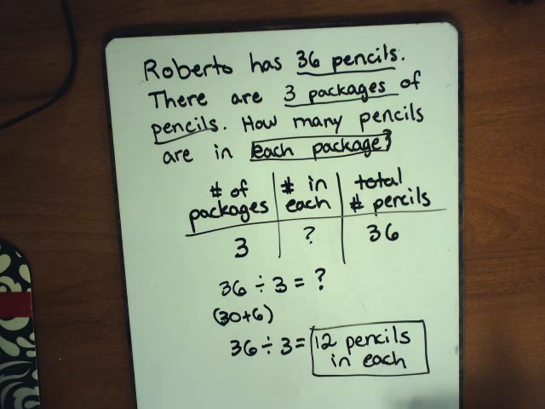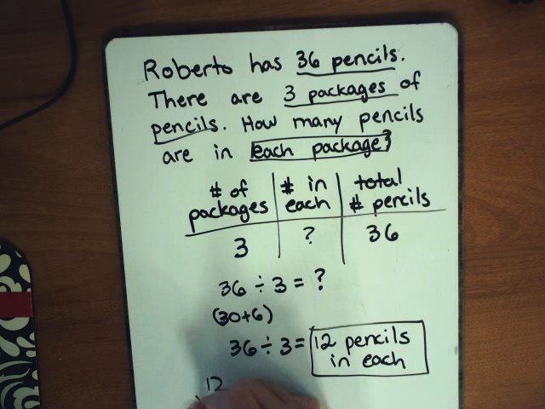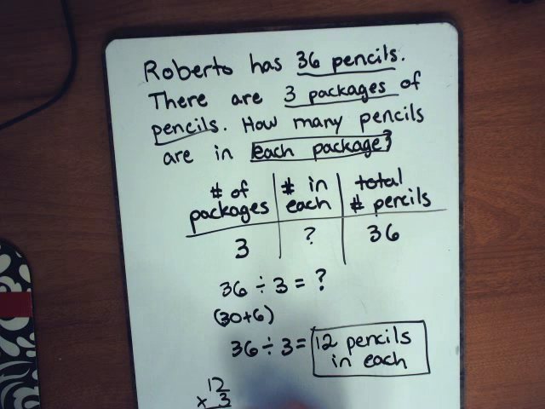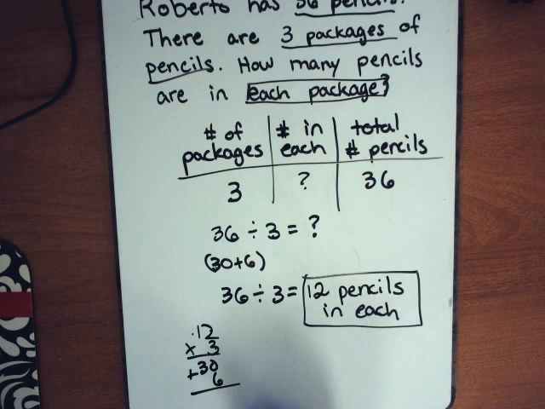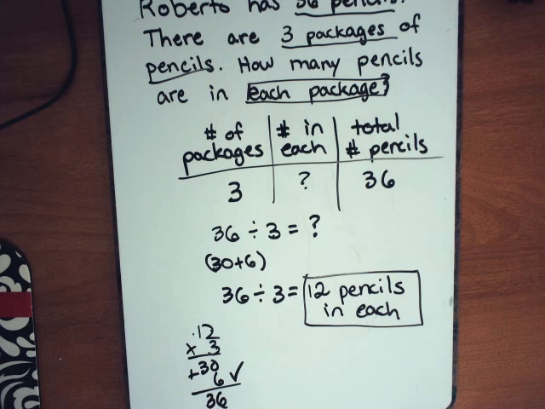Okay, I can check for understanding. I can ask myself, is 12 times 3 equals 36? Well, I know that 3 times 10 is 30. 3 times 2 is 6. Bammo, 36. Check.